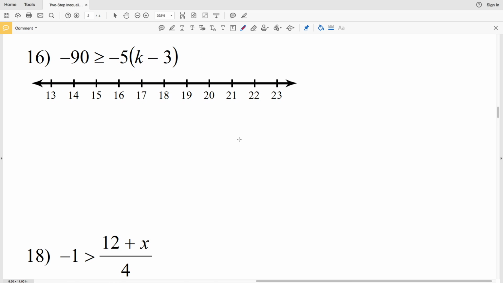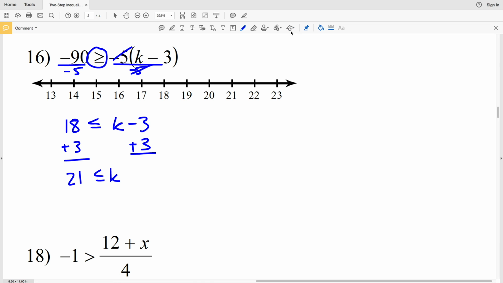And finally, on to our last problem in this video, number 16. We have negative 90 is greater than or equal to negative 5 times the quantity k minus 3. We're going to start by dividing by a negative 5. Negative 90 divided by negative 5 is going to be a positive 18. Positive 18 is going to be not greater than or equal to, but less than or equal to, since we have to switch the inequality because we divided by a negative. Negative 5 divided by negative 5 gives us a positive 1, so we're left with k minus 3 on the right. Add 3 to both sides to get that 21 is less than or equal to k as our answer for number 16. Go ahead, circle the 21, fill that in, and shade in everything to the right since k is greater than or equal to that 21.